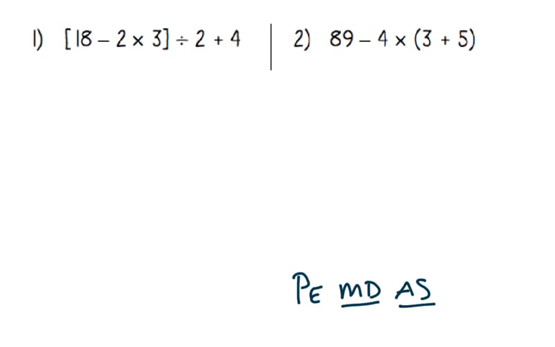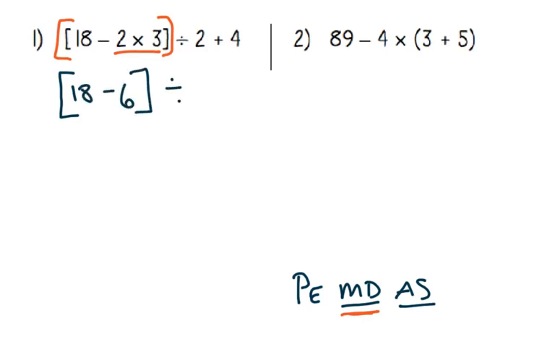When we look at problem number 1, we have to first look at the whole thing. And we see here that we have in brackets 18 minus 2 times 3 divided by 2 plus 4. We always start in the brackets. And we always do multiplying and dividing before adding and subtracting. So highlight or underline whatever it is you're going to do first. And then you have to rewrite the entire line exactly as it was, only changing what you underlined.